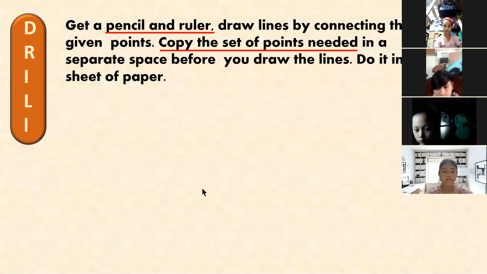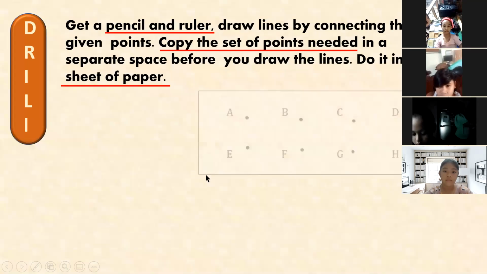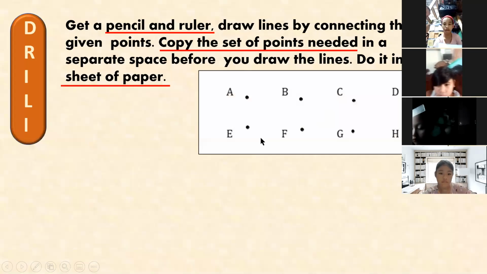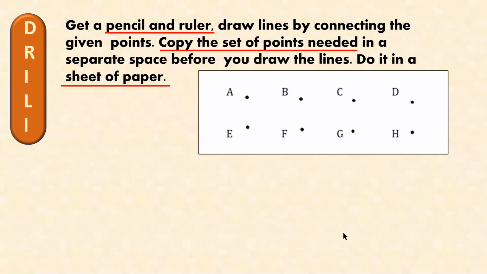Okay, eyes on the screen again. I'll show you how to draw lines. Given in the rectangle there that you see on the screen are different points. Do you see the points? Can you name the points? Nathan, how many points do you see? Okay. So I will show you an example.